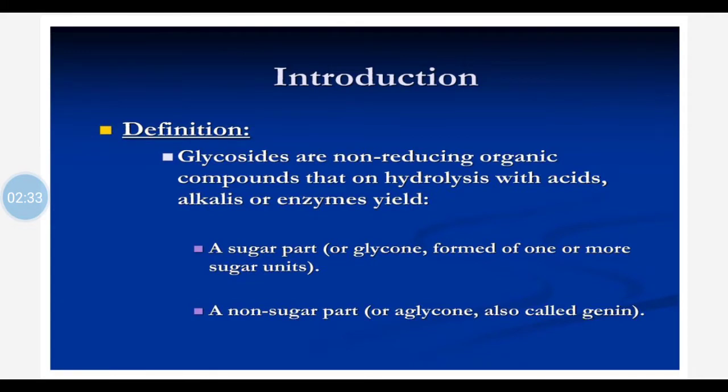Now again, another definition we will see: glycosides are non-reducing organic compounds that on hydrolysis with acids or alkalis or enzymes give a sugar part which is called glycon moiety, formed of one or more sugar units, and the other part is the non-sugar part which is called aglycon part or genin. It is another term which can be applied.